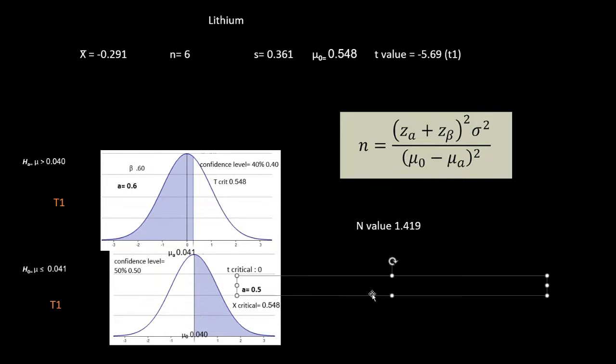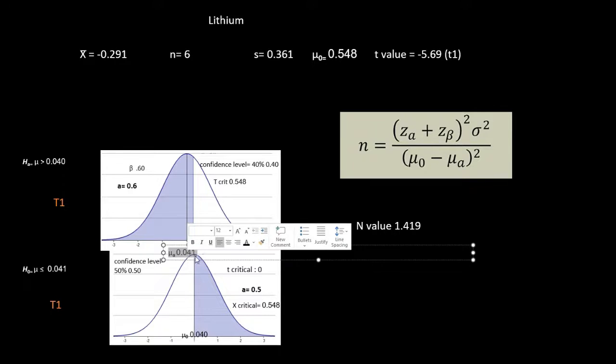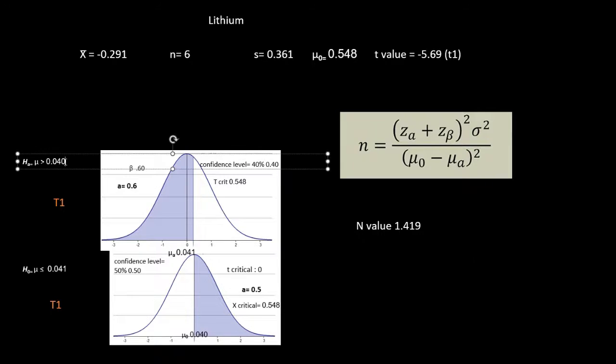Yeah, but don't they look really close? Why are they so close? The 0.04 and 0.041. Because this is the true mean, and this one is meant to be fake.